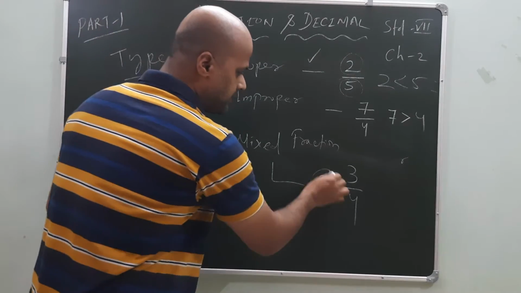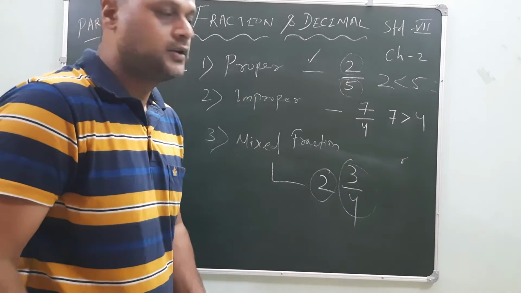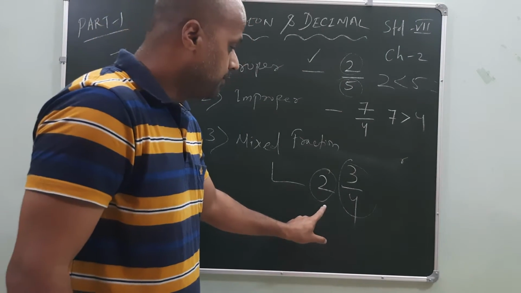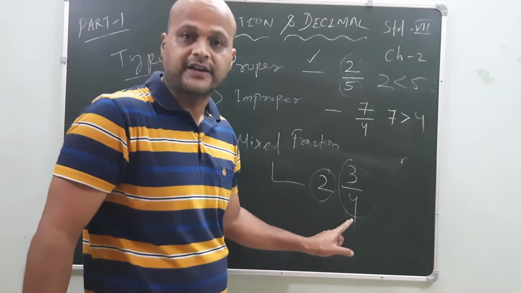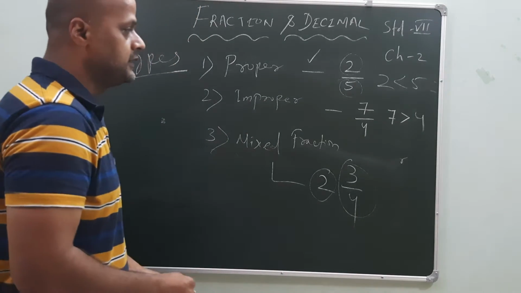Okay, 2 is a whole number, 3 by 4 is what? It is a proper fraction. So it is the combination of what? Whole number and a proper fraction. Okay. Now come to the point. What is the next?